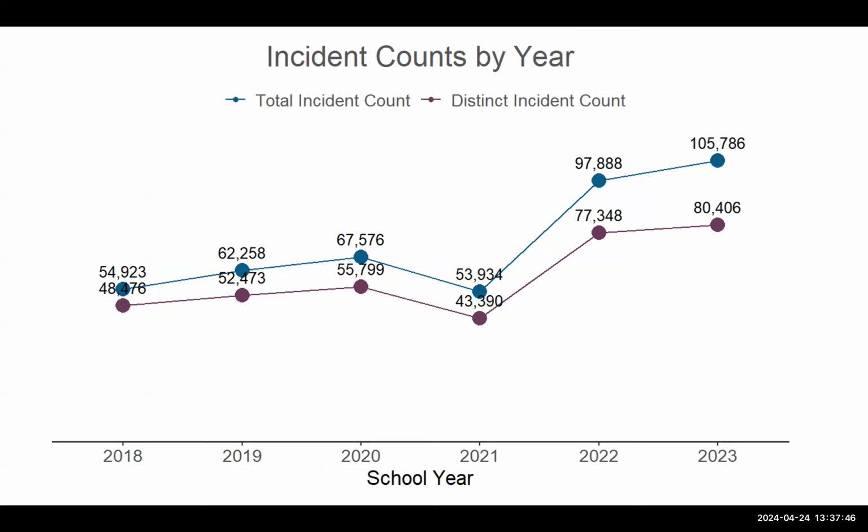We can't be confident in saying incidents are definitely increasing every year because we don't know, like I say, the completeness of these data. Are we getting every incident accounted for? Are those making it all the way to the state? And are we reporting those right here? But you can see the difference in the total incident counts and the distinct incident counts that are reported to us from you each year.